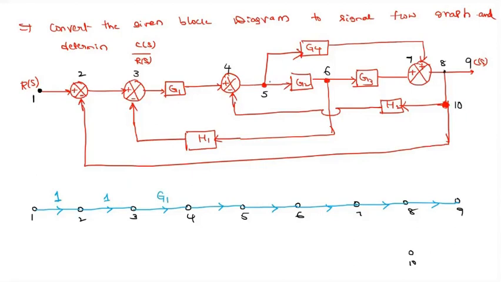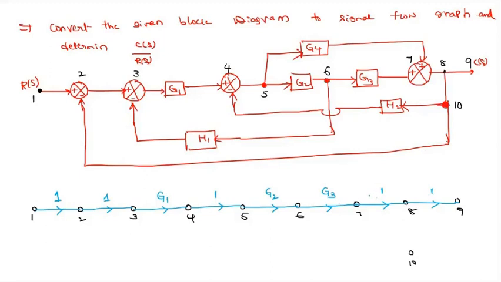Next, between 4 and 5, nothing is there, so it is 1. Then 5 to 6 is G2. 6 to 7 is G3. Just observe the diagram. Next 7 to 8, nothing is there, it is 1. Next 8 to 9, it is 1. So the main path is finished.